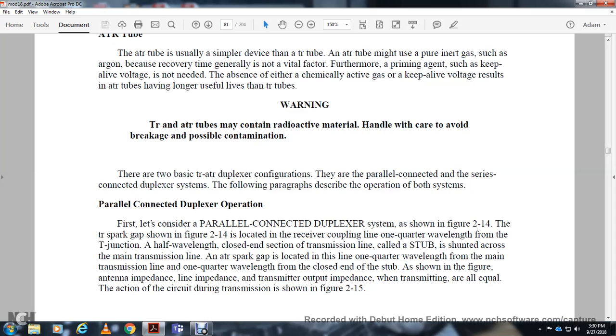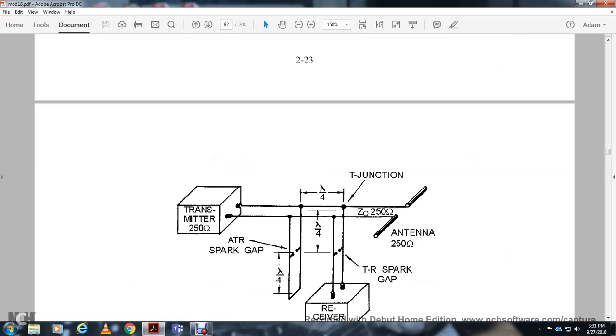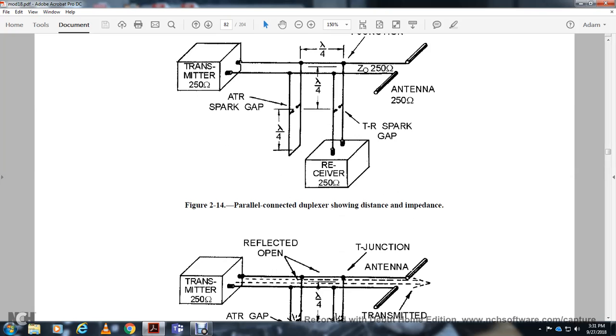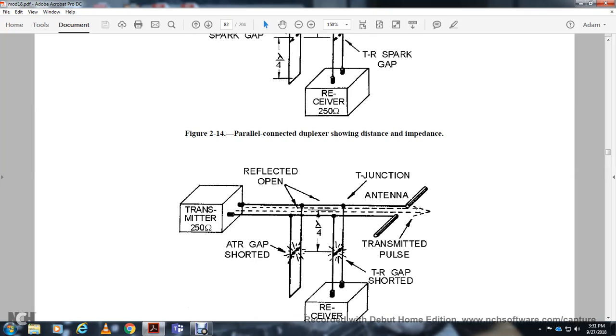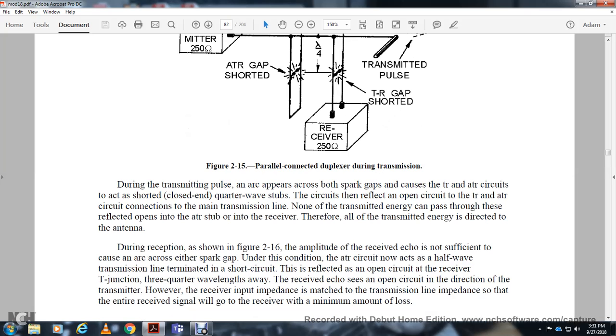The anti-transmit tube spark gap is located one quarter wavelength from the main transmission line, with a one-quarter-wavelength closed-end stub, as shown in the figure, with the antenna pin and the transmitter output pin. The equivalent action of the circuit during transmission is shown in figure 215: the transmitter, the anti-transmit-receive spark gap, the TG junction and antenna, the TR spark gap at the receiver, reflected transmitter energy, anti-transmit gap shorted, junction transmitted, TR gap shorted.